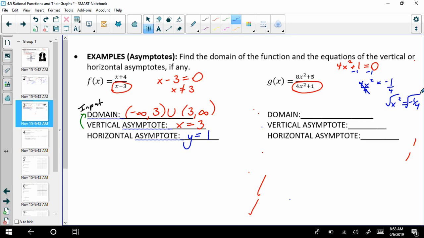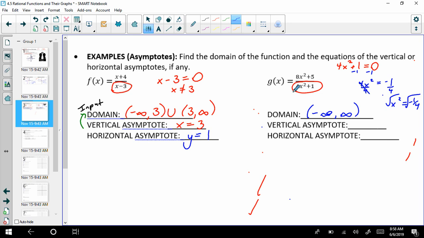So that means the only thing that will make the bottom come out to 0 are imaginary numbers. So my domain, I don't have to throw anything out because there are no real numbers that will make the bottom 0, just imaginary. So everything is good. There is not a number that I can plug in for x and get 0 on the bottom. It's not going to happen.